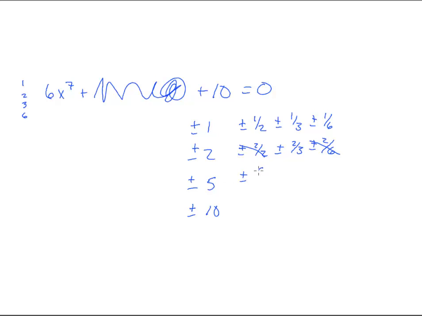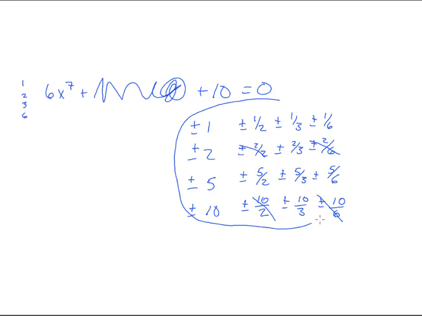So plus or minus 5/2, plus or minus 5/3, plus or minus 5/6. And then plus or minus 10/2. Oh, we already got him there. Plus or minus 10/3, and plus or minus 10/6, which is 5/3, already have him up there. So those are the only numbers that could possibly be zeros of any polynomial with a 6 at the beginning and a 10 at the end, depending on what the middle terms are.